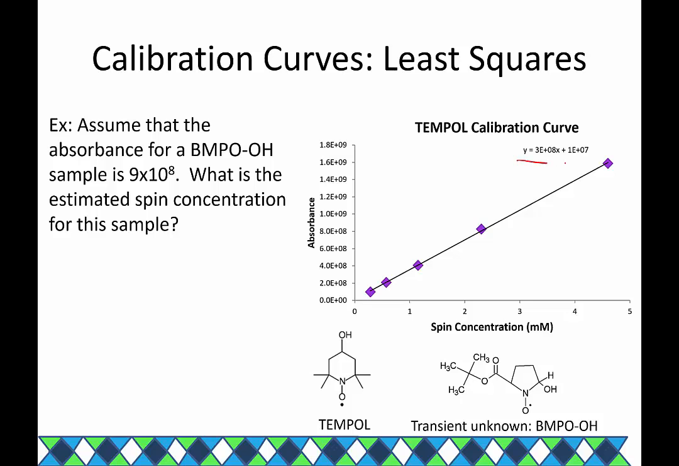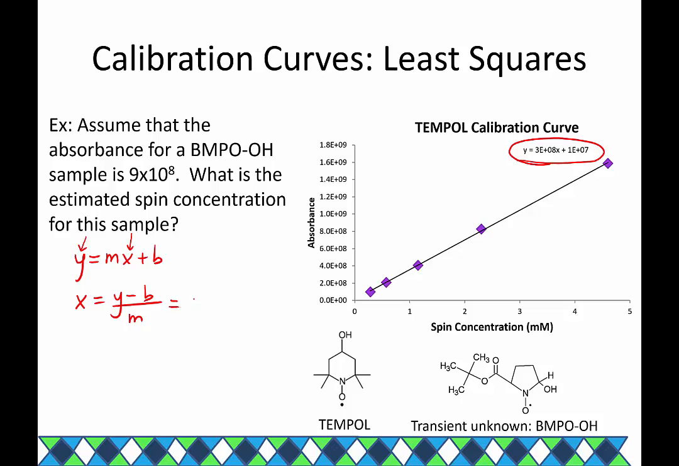So this is our equation for our calibration curve. We know that the equation for any straight line is y equals mx plus b, where m is our slope and b is our intercept. And we know the absorbance, so we're trying to find this unknown concentration. So we can say that x is equal to (y minus b) over m.